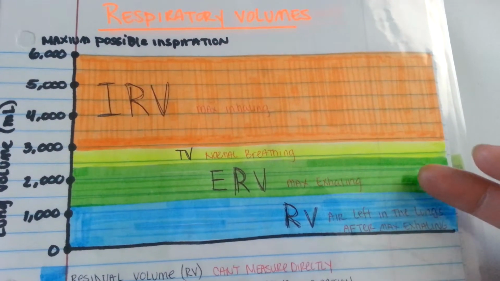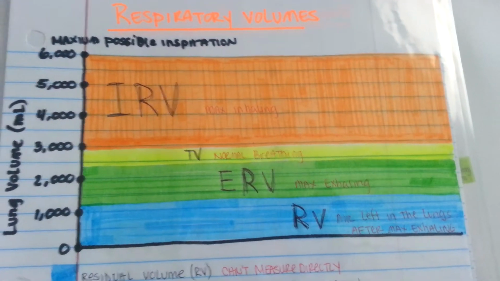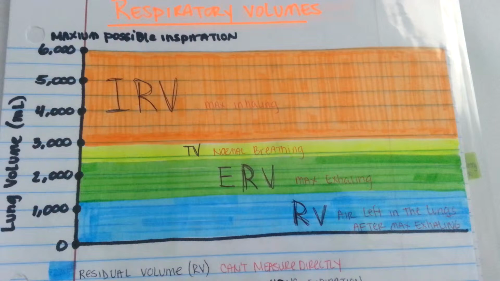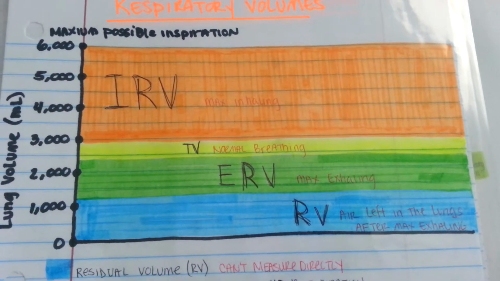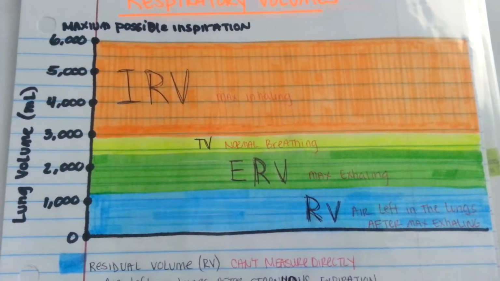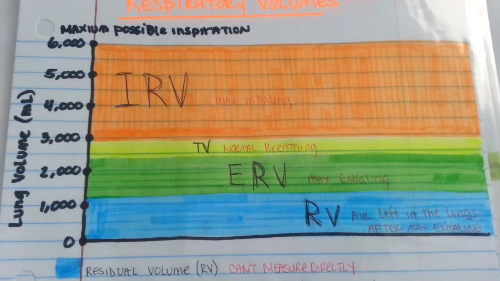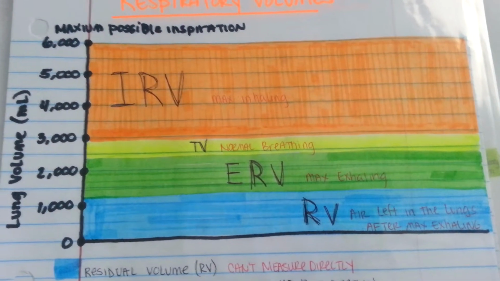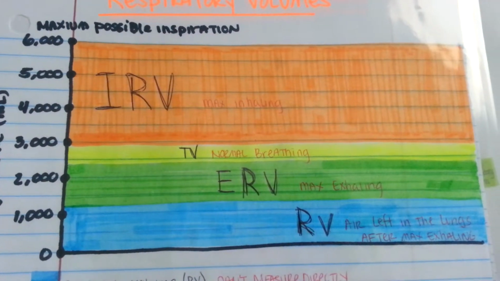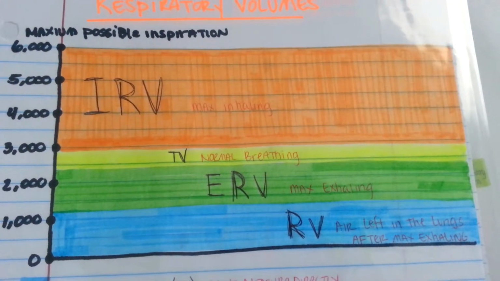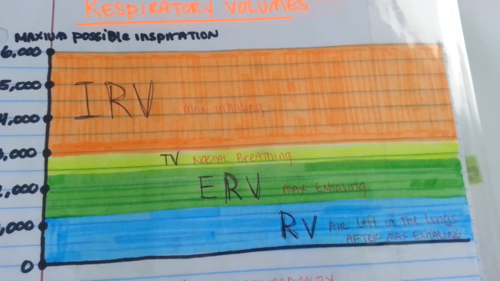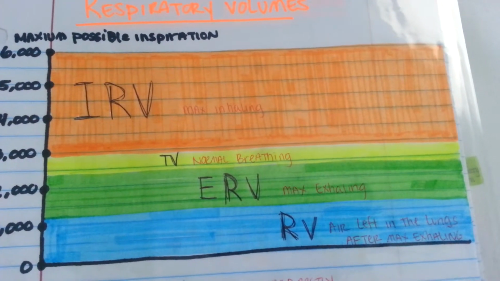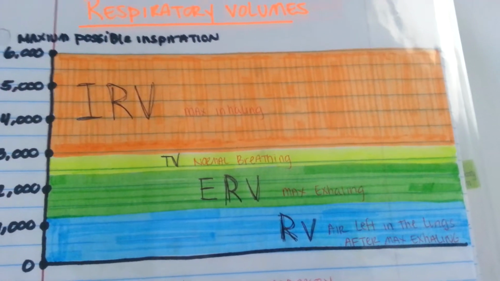We go down to the green one down here, which is the expiratory reserve volume. Now that's the air that can be evacuated from lungs after a tidal expiration. Alright, now that's the maximum exhalation, okay? That's when you blow all your air out. You keep on blowing your air out until you can't blow any more.